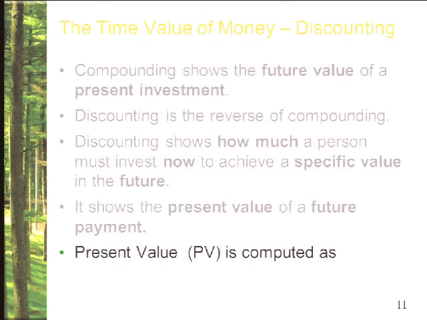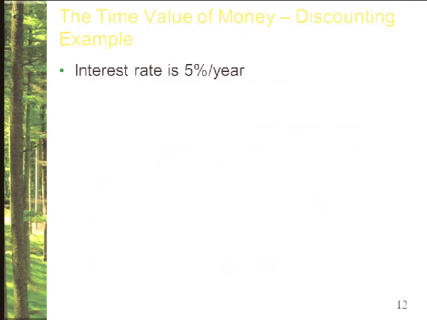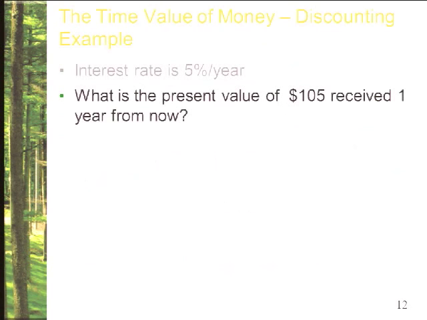Okay, let's look at another simple example. If the interest rate is 5% per year, what is the present value of $105 received 1 year from now? All we're doing is reversing the computation we did for the simple example of compounding. Now we're taking the 105 and discounting it back to its present value. We already know that's $100. And here we are showing the solution for the present value. What is the present value of $162.89 received 10 years from now? Now the formula is slightly more complicated, but it's the same basic concept.